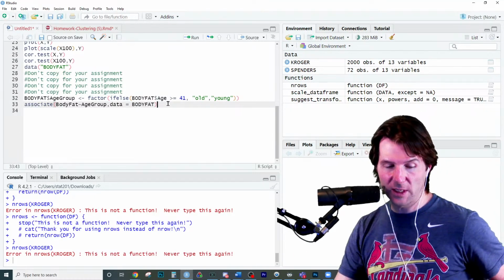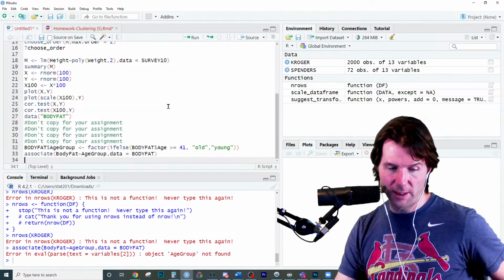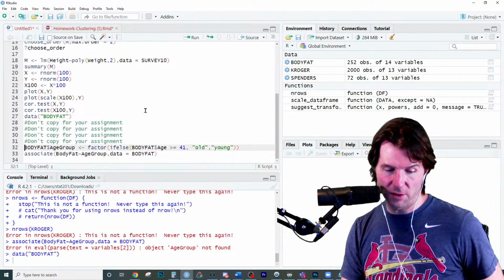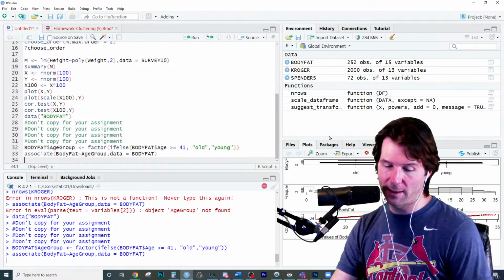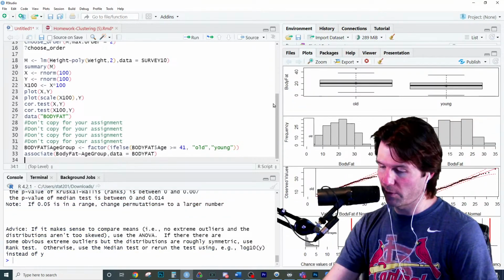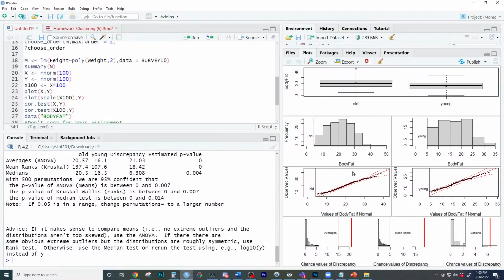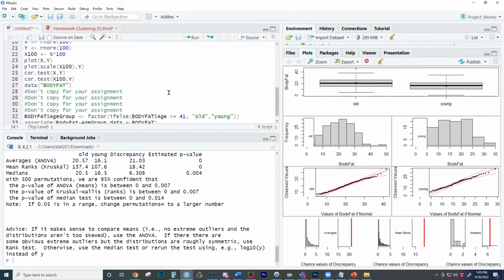I was previously analyzing the body fat age group one, and it said I don't have it anymore. I've got to recreate it by loading up the body fat data here. Don't create this, I'm creating my own variable to analyze the differences between young and old people and differences in body fat. I found a relationship that was properly analyzed by the means, because the data is normally distributed.